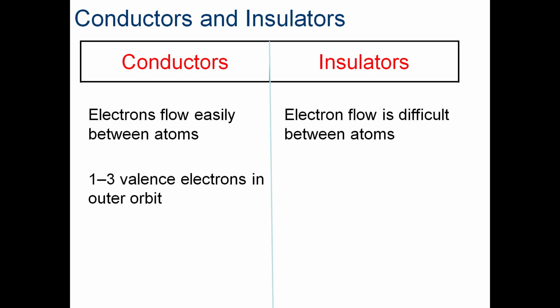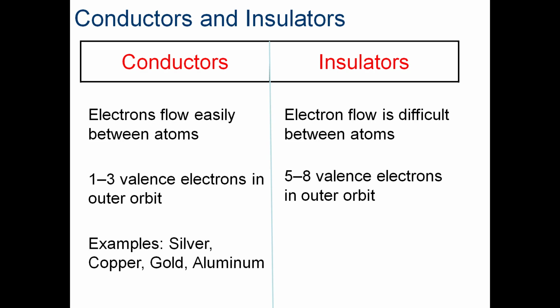Conductors have 1 to 3 valence electrons. Good conductors, copper, gold, silver, have 1 valence electron. Insulators have 5 to 8 valence electrons. Here are some examples of conductors and some examples of insulators.